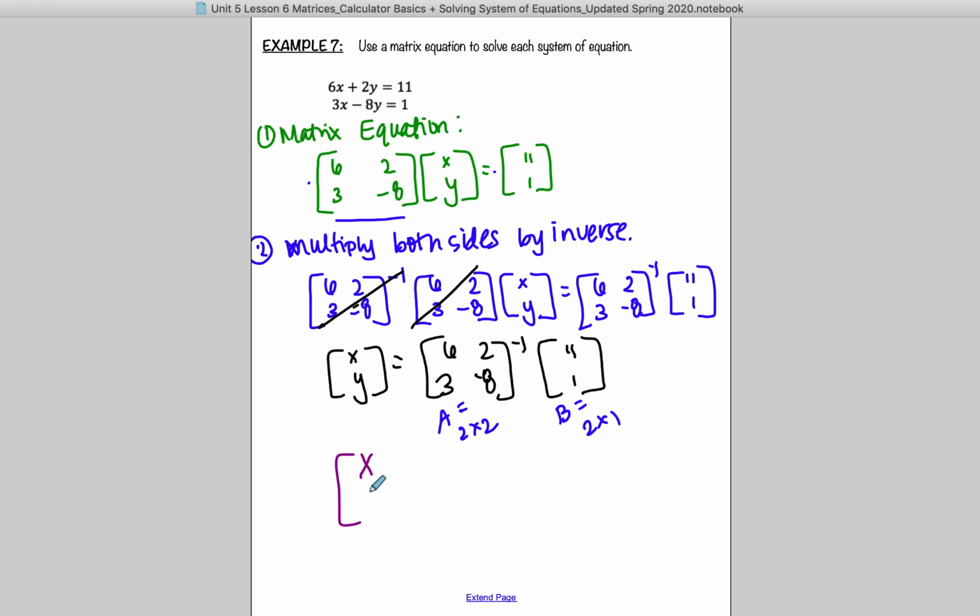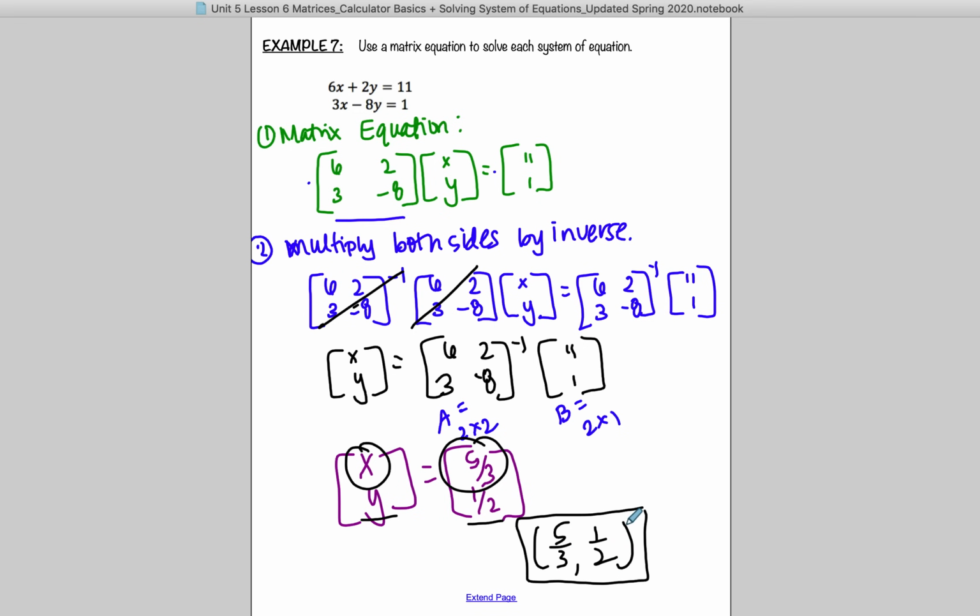I have xy is equal to, I had 5/3 and 1/2. So what does this tell me? This tells me my answer for x is 5/3 and my answer for y is 1/2. So my ordered pair is 5/3 and 1/2.